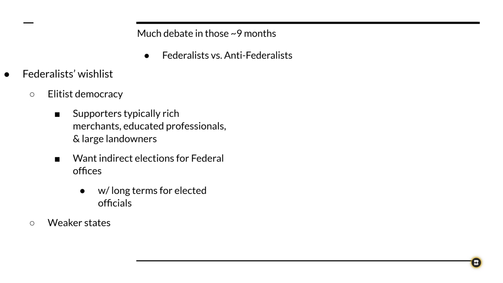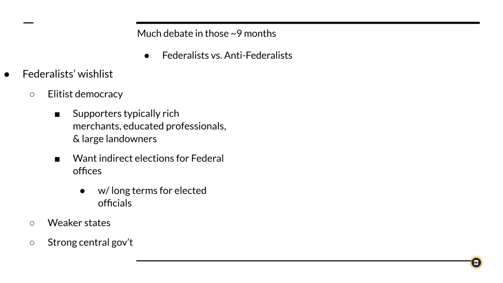Now, this next part, do keep your bullet points kind of lined up. Weaker states does not have to go with elitist democracy, nor does a strong central government. Yeah, but those are two things that Federalists wanted.